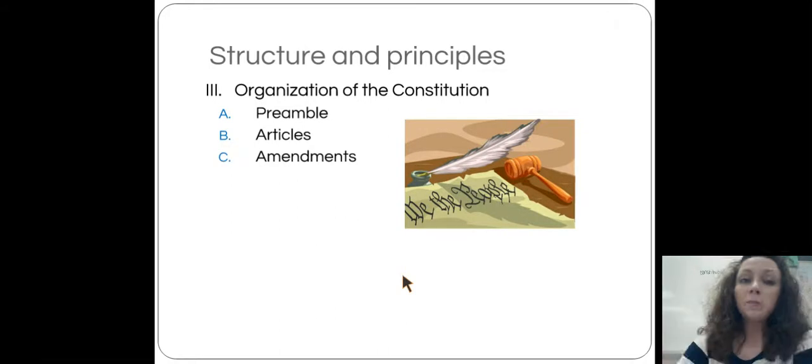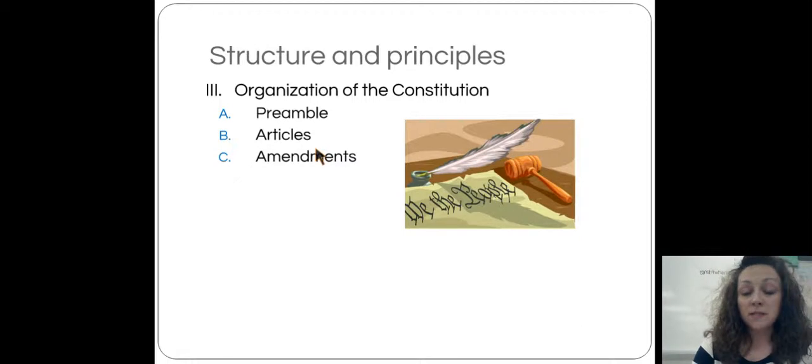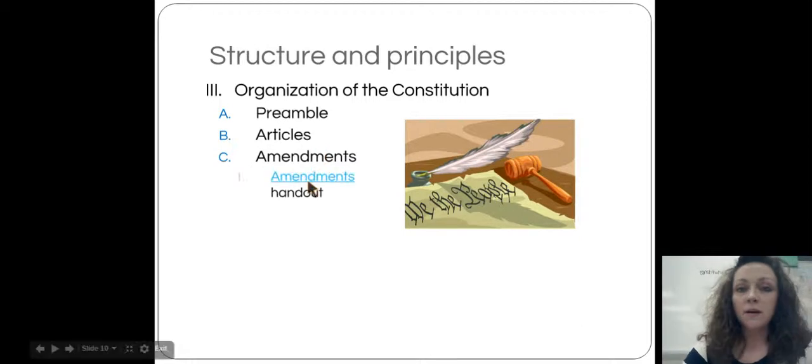The next part is the Articles, and that's where we actually see the structure of the government laid out. And then last but not least is the 27 amendments. And the amendments handout, I'll get you later on this week.